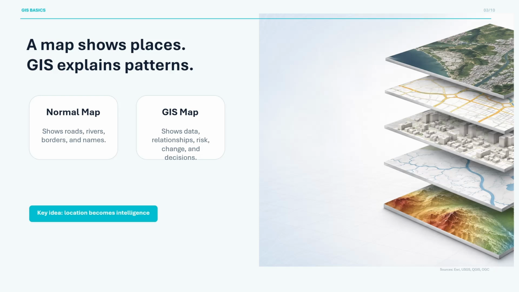Many people think GIS is just a digital map, but there is a big difference between a map and GIS. A normal map helps us to see places. It shows roads, rivers, buildings, and names. But GIS goes further. It allows us to add data, compare layers, measure distances, calculate risk, and discover patterns. For example, a map can show the location of hospitals. GIS can show which neighborhoods are too far from the hospitals, which roads are fastest, and where a new hospital would help the most people.